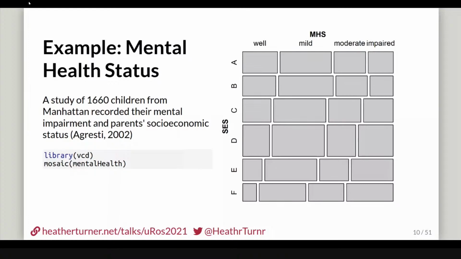So we can get a first impression that as you move from the top socioeconomic class A to the bottom socioeconomic class F, the numbers in the well category, those with good mental health status, decrease, and conversely, in the impaired category, you get bigger numbers. Whereas in the middle categories of mild and moderate mental health, there's not so much difference over the social classes. So it's mainly having an effect, it seems, at the extreme ends.